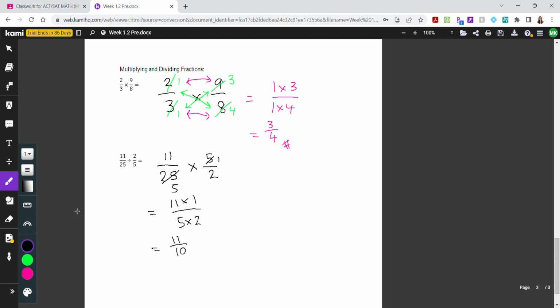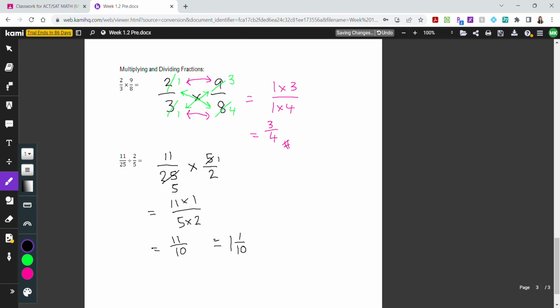All right, so you can either leave this as an improper fraction, which is what they would recommend during your tests when you are bubbling it in, or if you want to for your homework, you can also leave it as a mixed number, which will be 1 and 1 over 10.